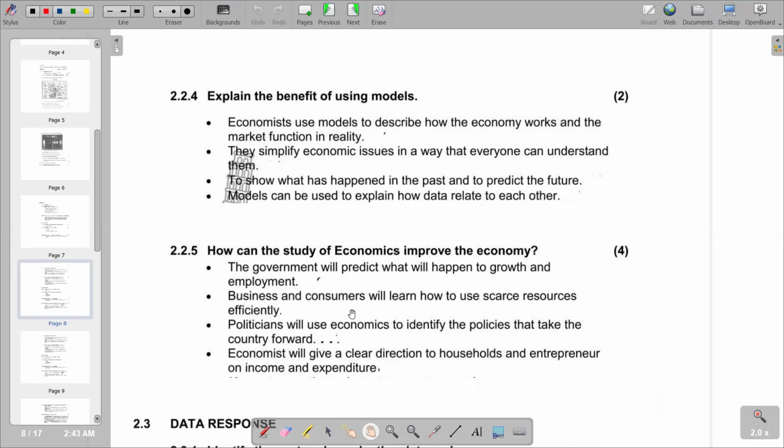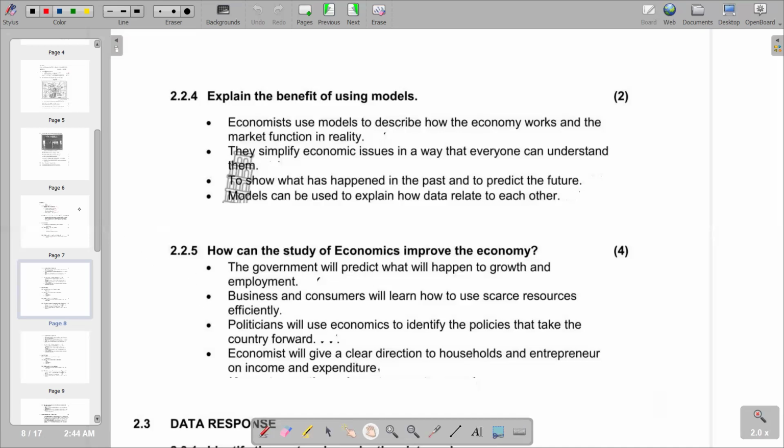The second point says businesses and consumers will learn how to use scarce resources efficiently. So the efficient utilization of resources is also enhanced by the study of economics. Then you go to the next one: politicians will use economics to identify the policies that take the country forward. Obviously, policy making is also based on economics. We have fiscal policy as the main policy that is set by the government. So with the basis of economics, the formulation of fiscal policy is made easier. So we go to the last point: economists will give clear direction to households and entrepreneurs on income and expenditure. So this becomes our last point on the explanations that we have.